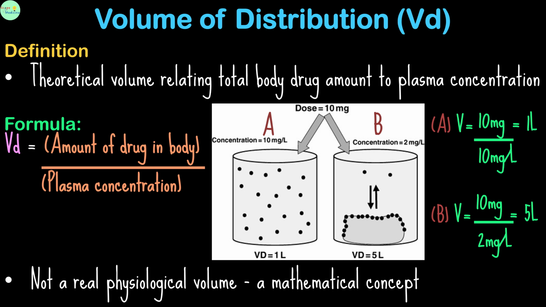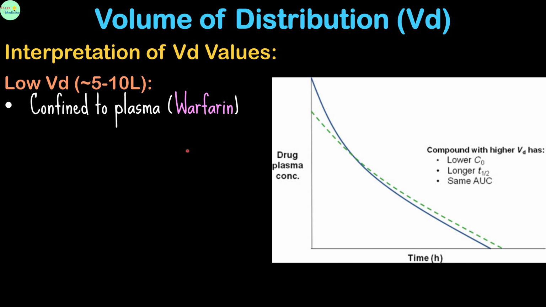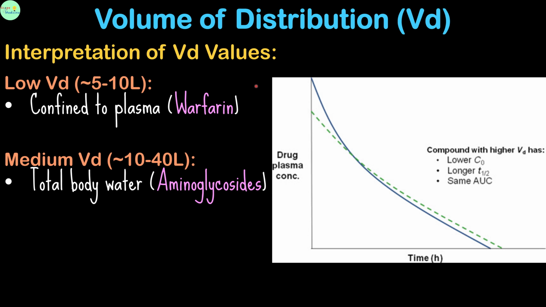Interpreting volume of distribution values reveals much about a drug's behavior. A low volume of distribution, approximately 5 to 10 liters, suggests the drug is largely confined to the plasma compartment. An example is warfarin, which is highly bound to plasma proteins. A medium volume of distribution, around 10 to 40 liters, indicates the drug distributes throughout the total body water, both extracellular and intracellular fluid. Aminoglycoside antibiotics, which are hydrophilic, exhibit this.